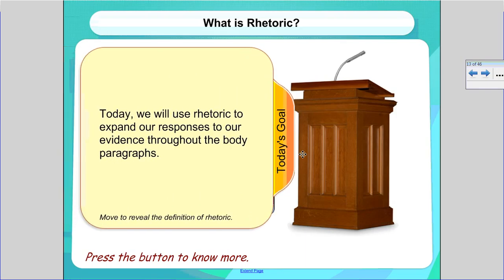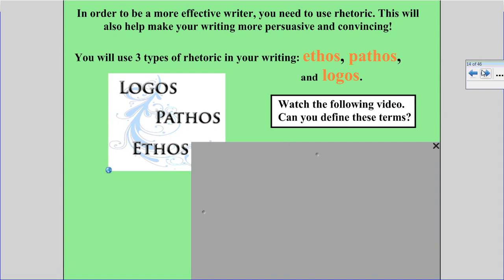So our goal is to expand our responses to the evidence that we have chosen throughout our body paragraphs. In order to be a more effective writer, you need to use rhetoric. This will also help make your writing more persuasive and more convincing.